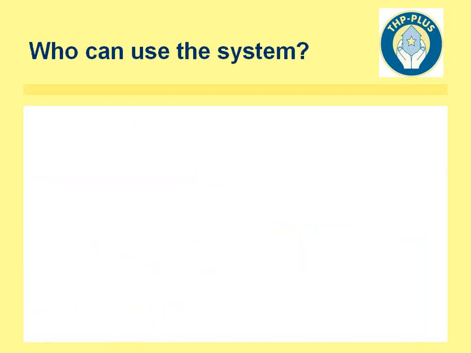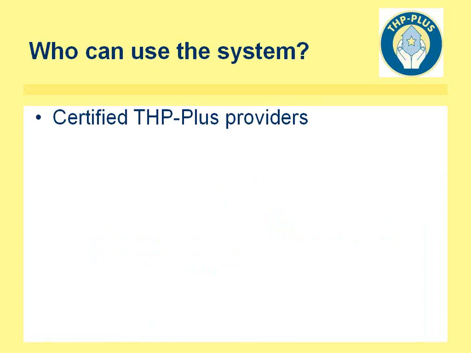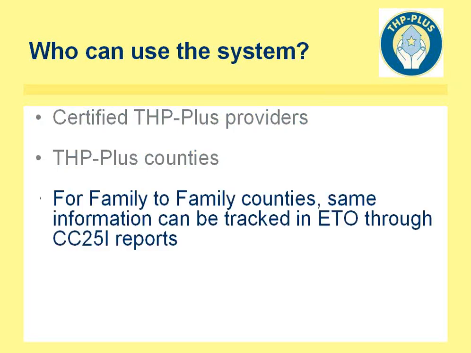So who are the approved users? Well, basically, the system is designed for certified THP Plus providers, THP Plus counties, so any county with an operating THP Plus program. It's also available if a county is not mandating the use of the system. Providers are more than welcome to use the system on their own. And for counties that are participating in the family-to-family initiative, the same information can be tracked in ETO through their California Connected by 25 initiative reports. And then that information will be merged with the data from our system to be analyzed together.